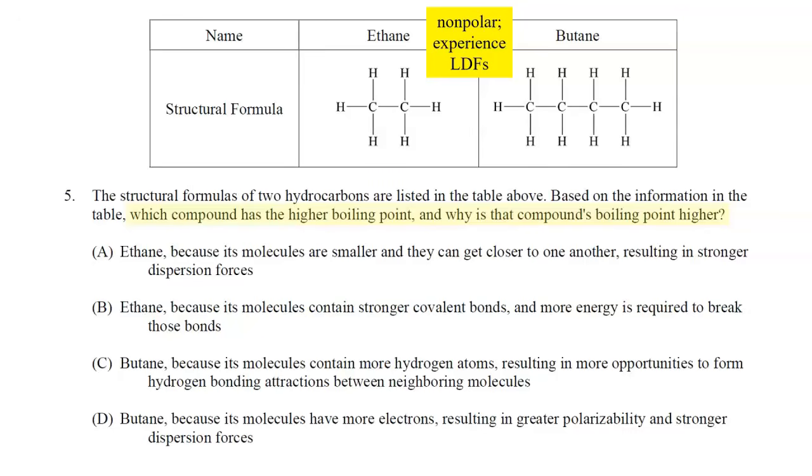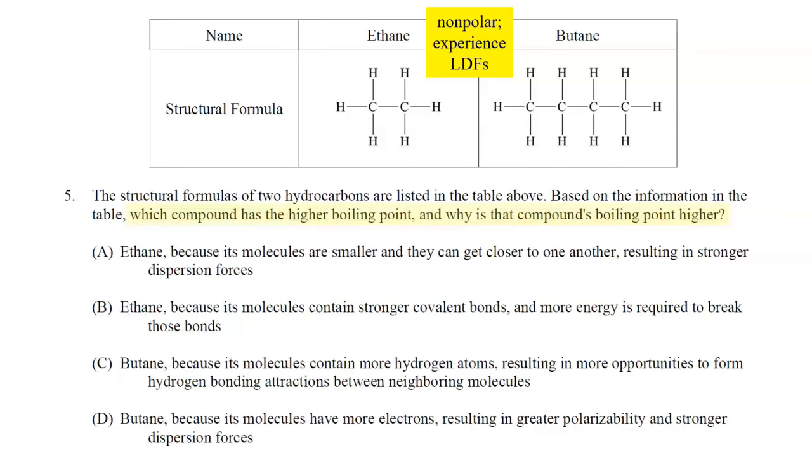And the hydrogen atoms are directly bonded to carbon in each molecule. Hydrogen is not directly bonded to nitrogen, oxygen, or fluorine, so neither of these molecules would experience hydrogen bonding attractive forces between their molecules. Now, based on that information, and then something I had mentioned in question 4, let's go ahead and eliminate 2 of the 4 choices in question 5.